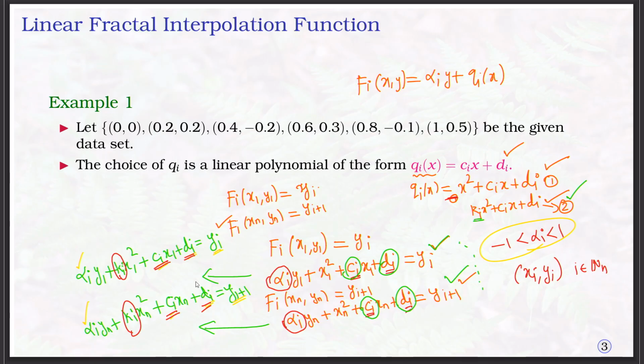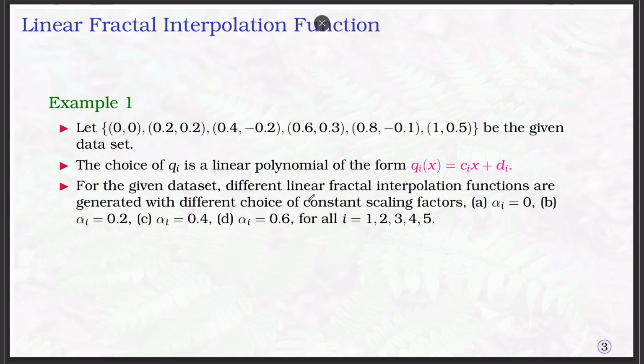We cannot find the solution. Therefore, we are choosing the quadratic polynomial, this particular case. Now, let us find the influence of the scaling factor on this data with respect to the linear fractal interpolation function, because we are choosing QIS like this one.